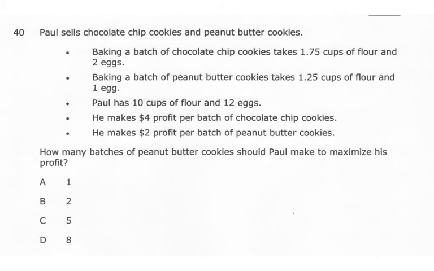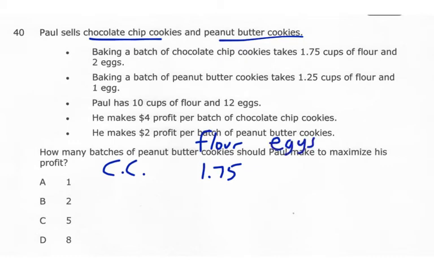Alright, number 40. Paul sells chocolate chip cookies and peanut butter cookies. And I'm actually going to make a table as I read this. So chocolate chip cookies is 1.75 cups of flour, and it is 2 eggs. And baking a batch of peanut butter cookies takes 1.25 cups of flour and 1 egg. And Paul has 10 cups of flour and 12 eggs.